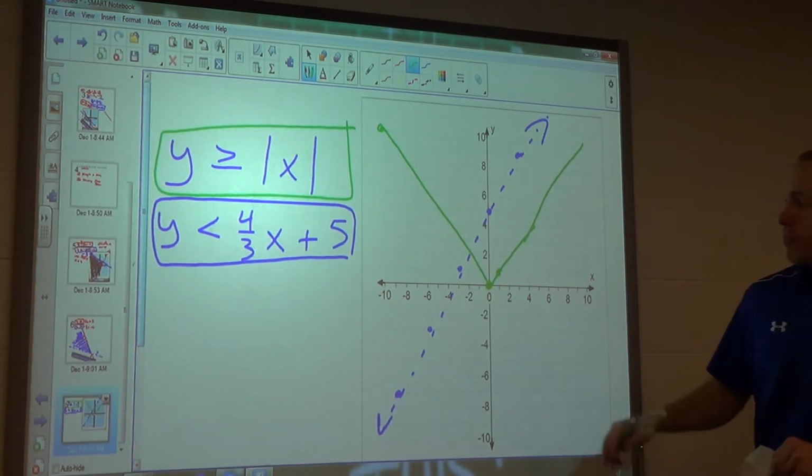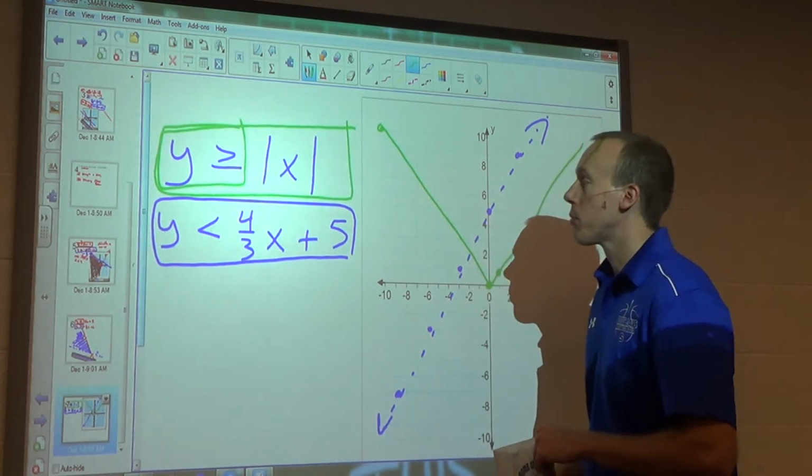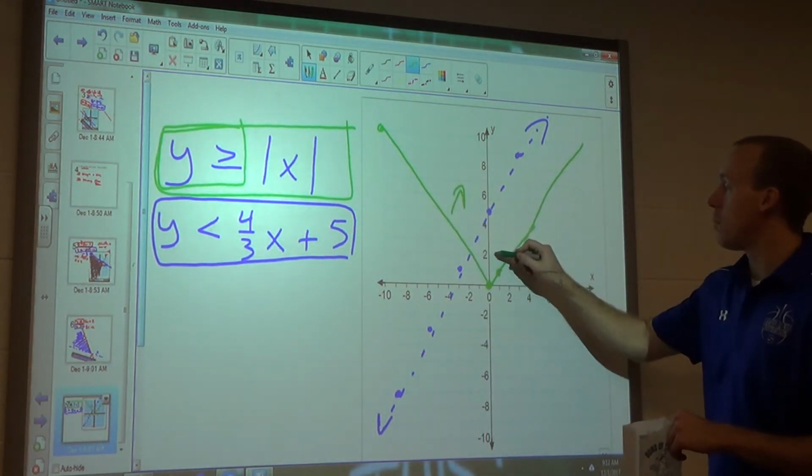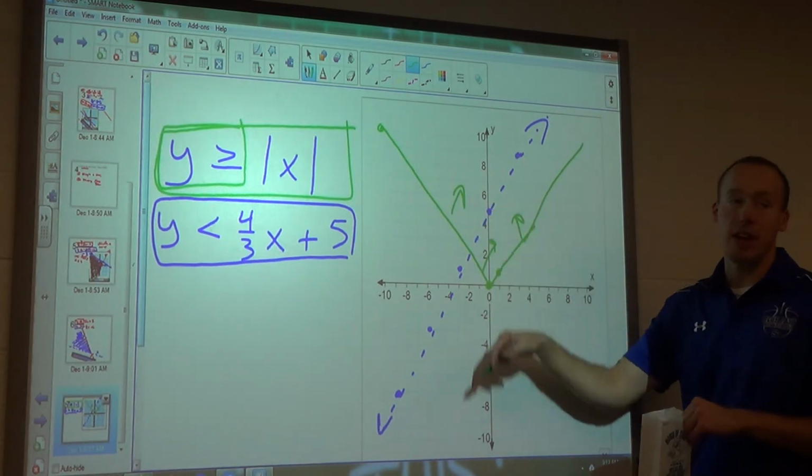Okay. Let's shade now. So what does this say? Y is what? Greater. So I'm an arrow guy. I like to point arrows. I just pretty much point arrows on both sides of that blue dotted line.